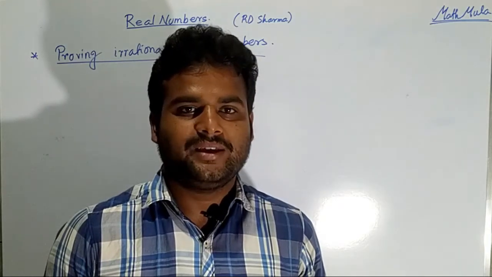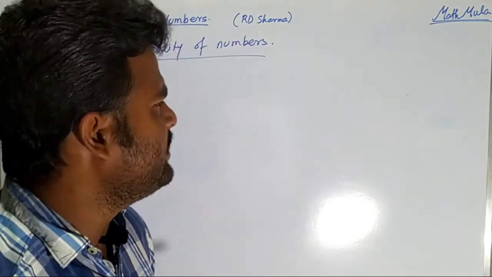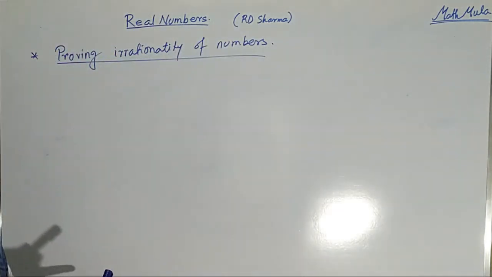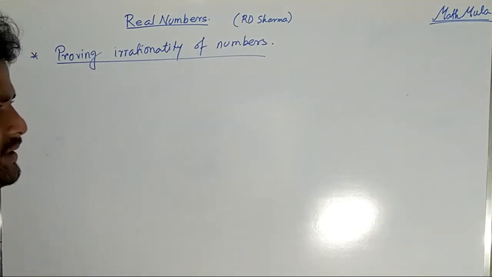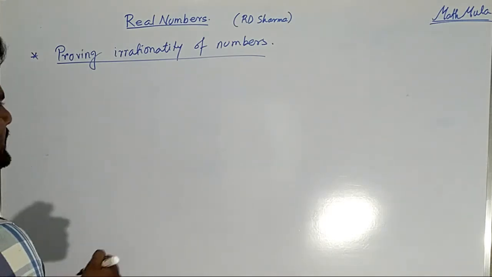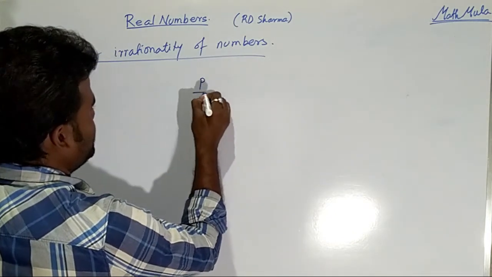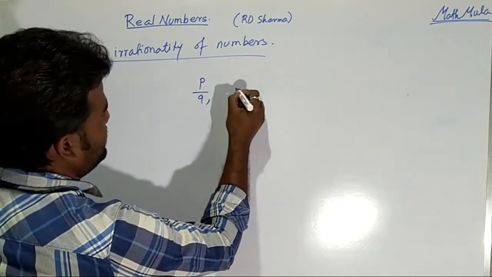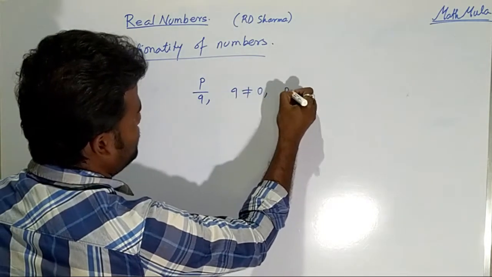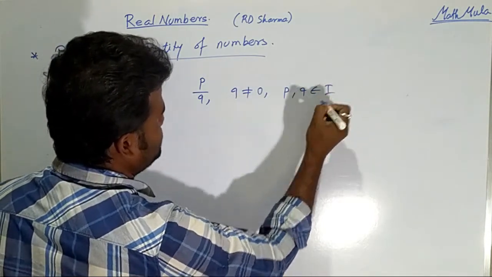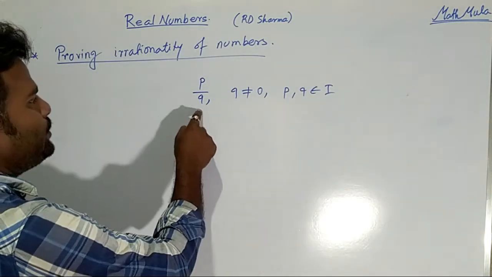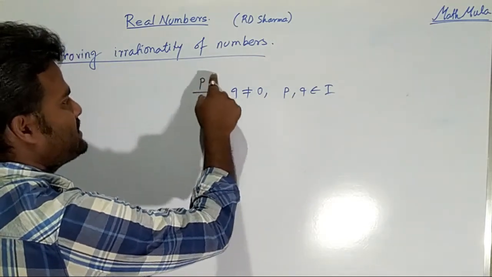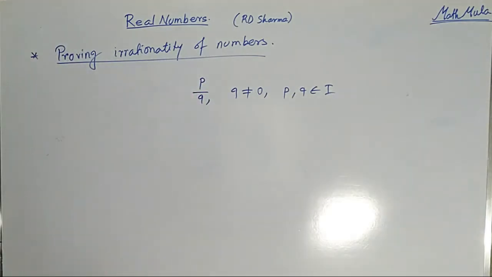Today we learn proving irrationality of numbers. First we have to know what is an irrational number and what is a rational number. A number is called a rational number if it can be expressed in the form p by q, where q is not equal to 0 and q belongs to I. That means p and q are integers and q is not equal to 0. Then this expression of a number is called a rational number.